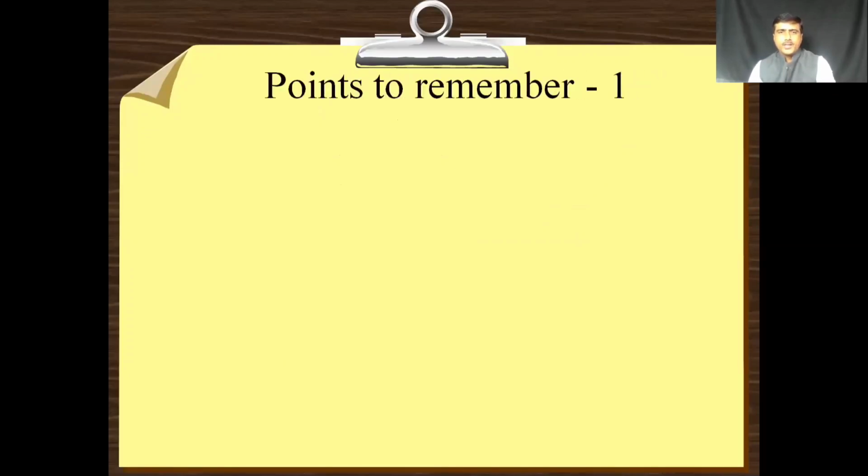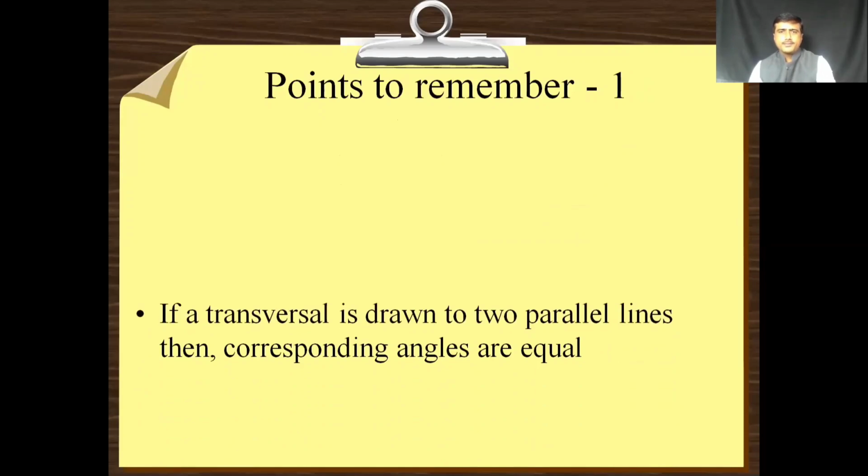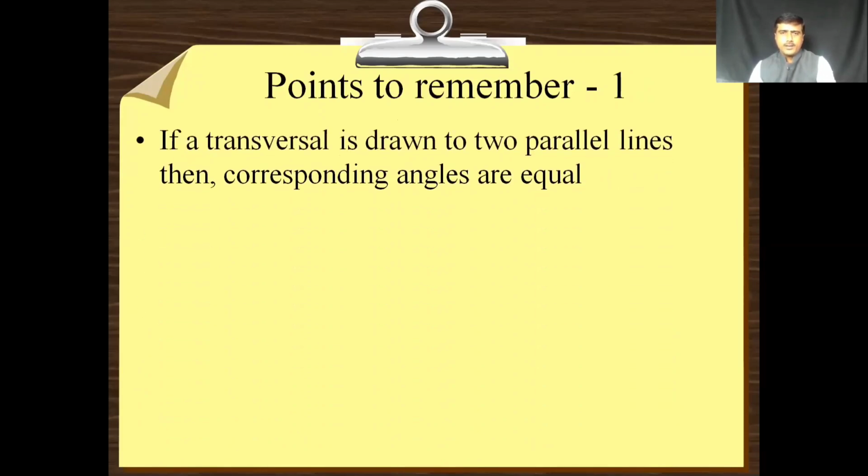I mean to say that when a transversal is drawn to two parallel lines, the two parallel lines here, and on drawing the transversal like this, there are four pairs of corresponding angles we are getting. Out of that, I'm showing you only one pair of corresponding angles. So these are the two angles. We are considering this as corresponding angle. So these two angles are equal.